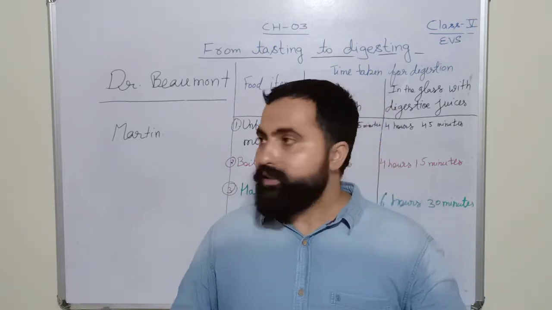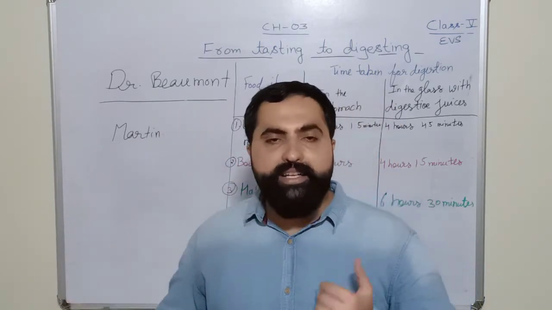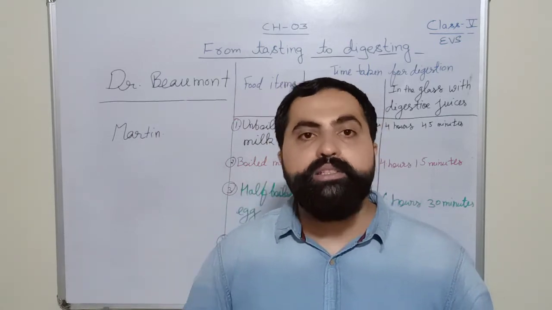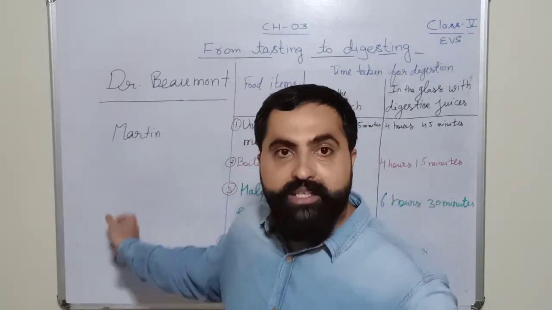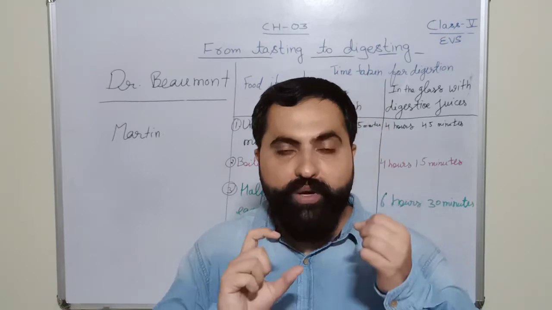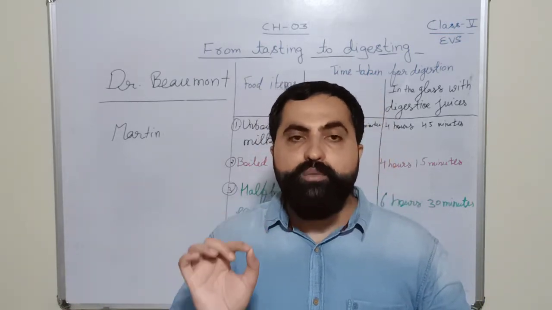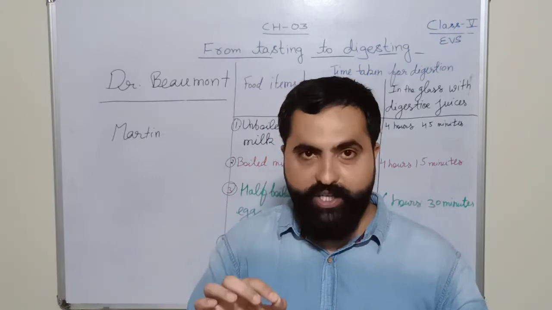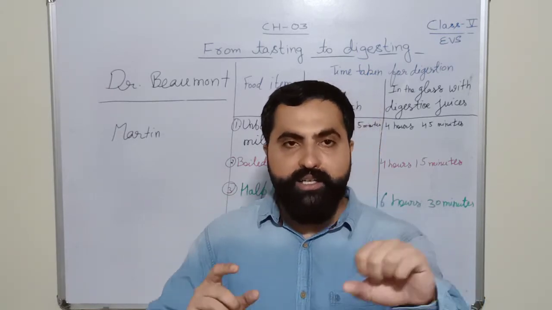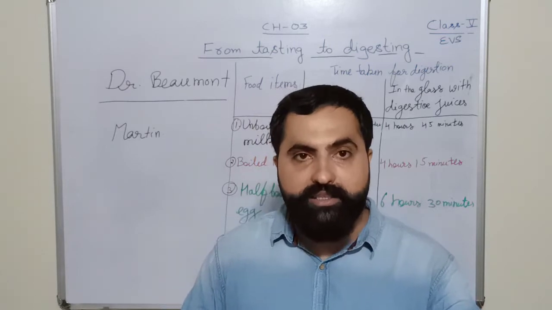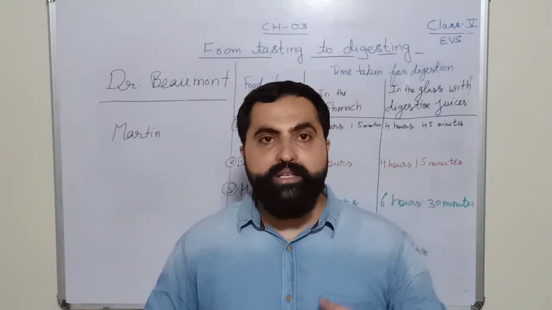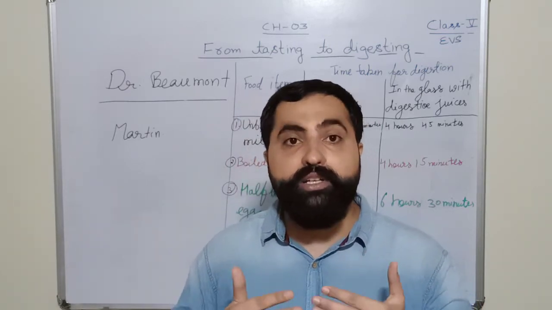So what Dr. Beaumont did, he took some digestive juice from Martin's stomach and put it in a jar, 20 ml in a jar, and put 20 pieces of boiled fish in it. And he noted the time, which was 8:30, and he maintained the temperature at 30 degrees.